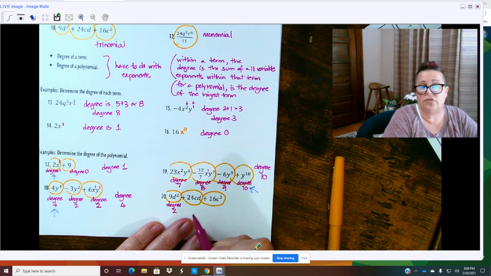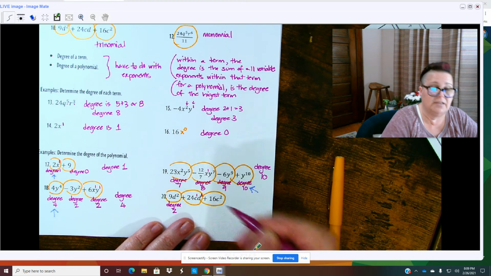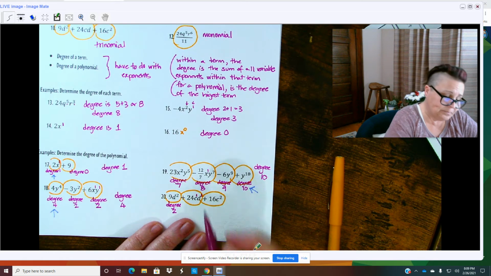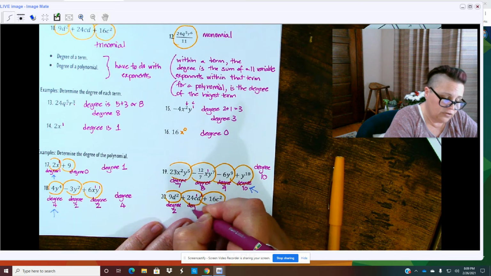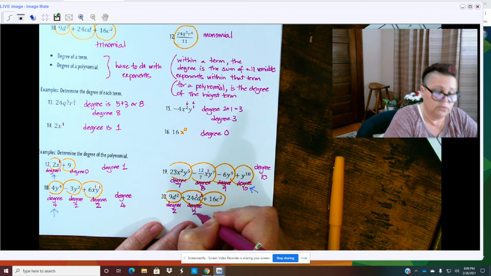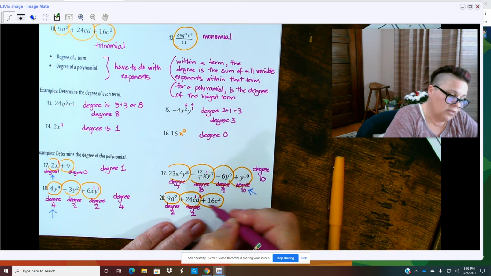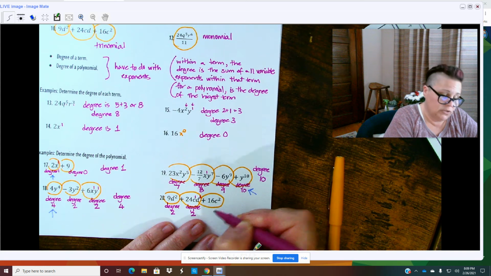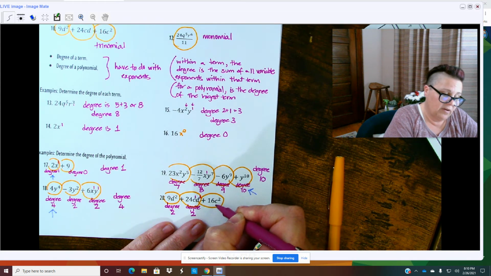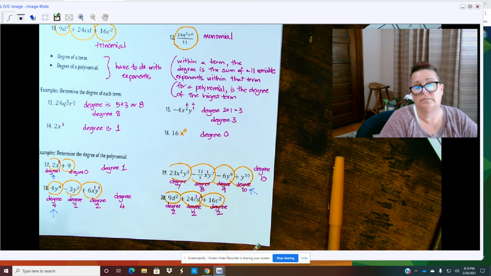The second term is a variable term with 2 variables in it. Each of those variables has an exponent of 1. That would make this degree the sum of those exponents, or 2. 1 plus 1 is 2. The third term is a variable term with only 1 variable and an exponent of 2. So this would also be degree 2.